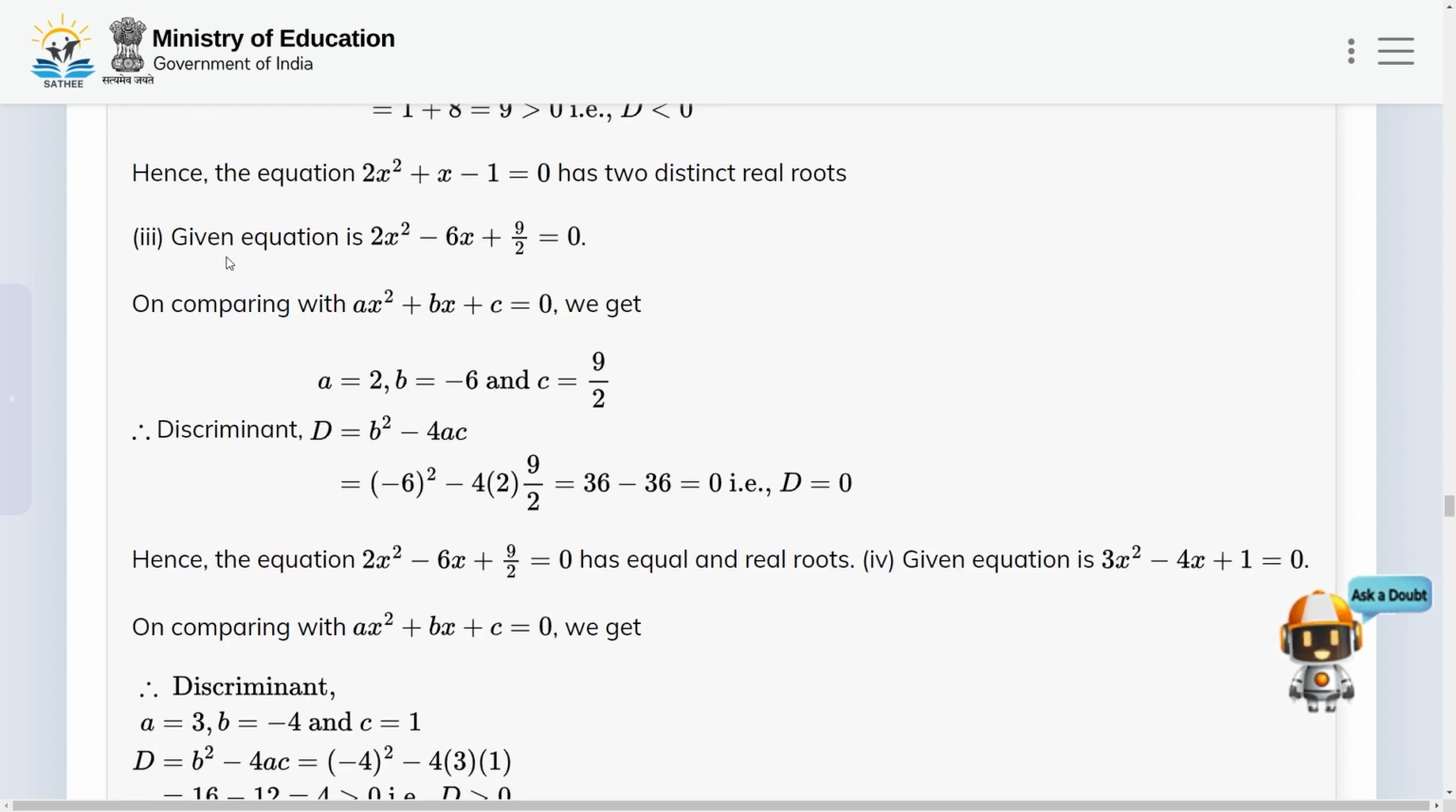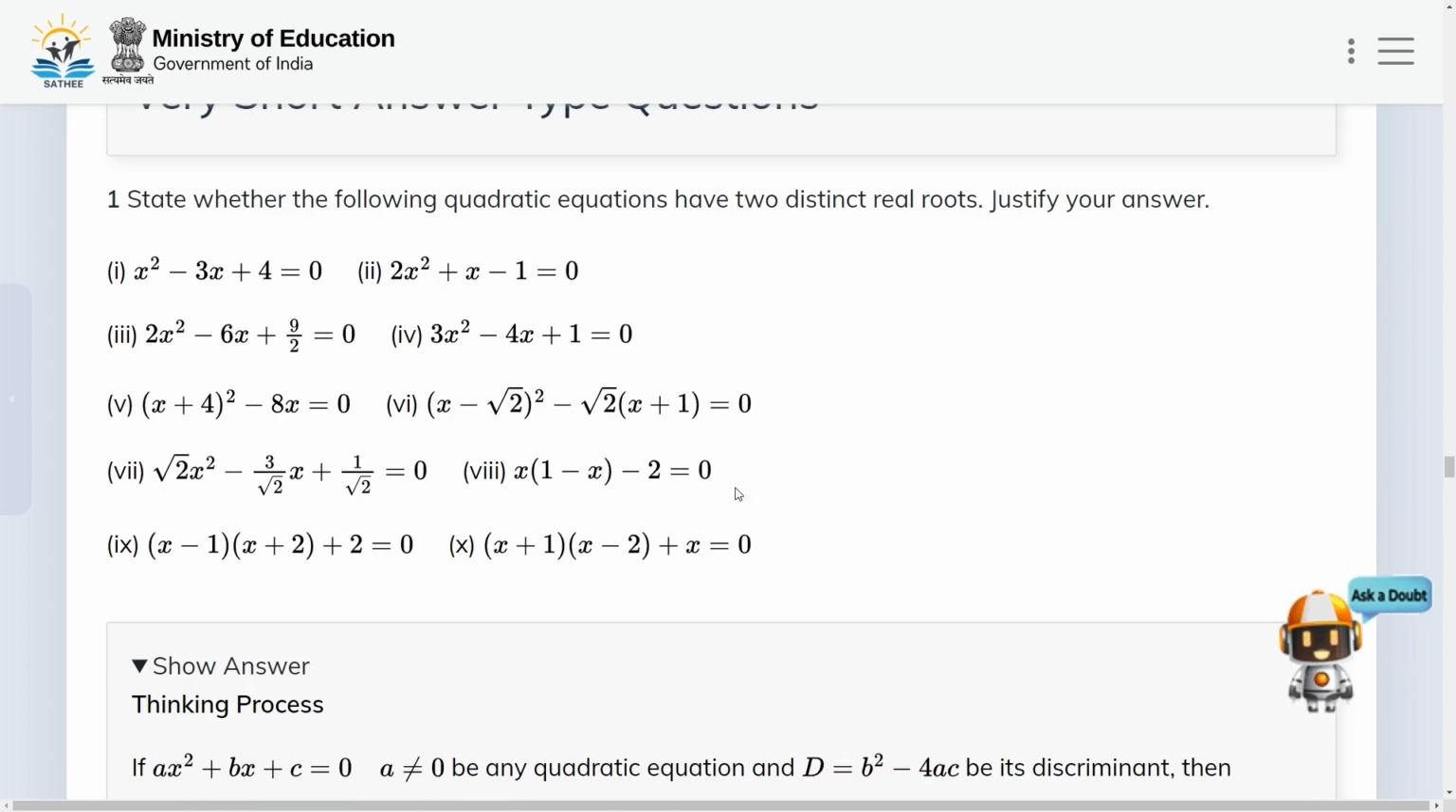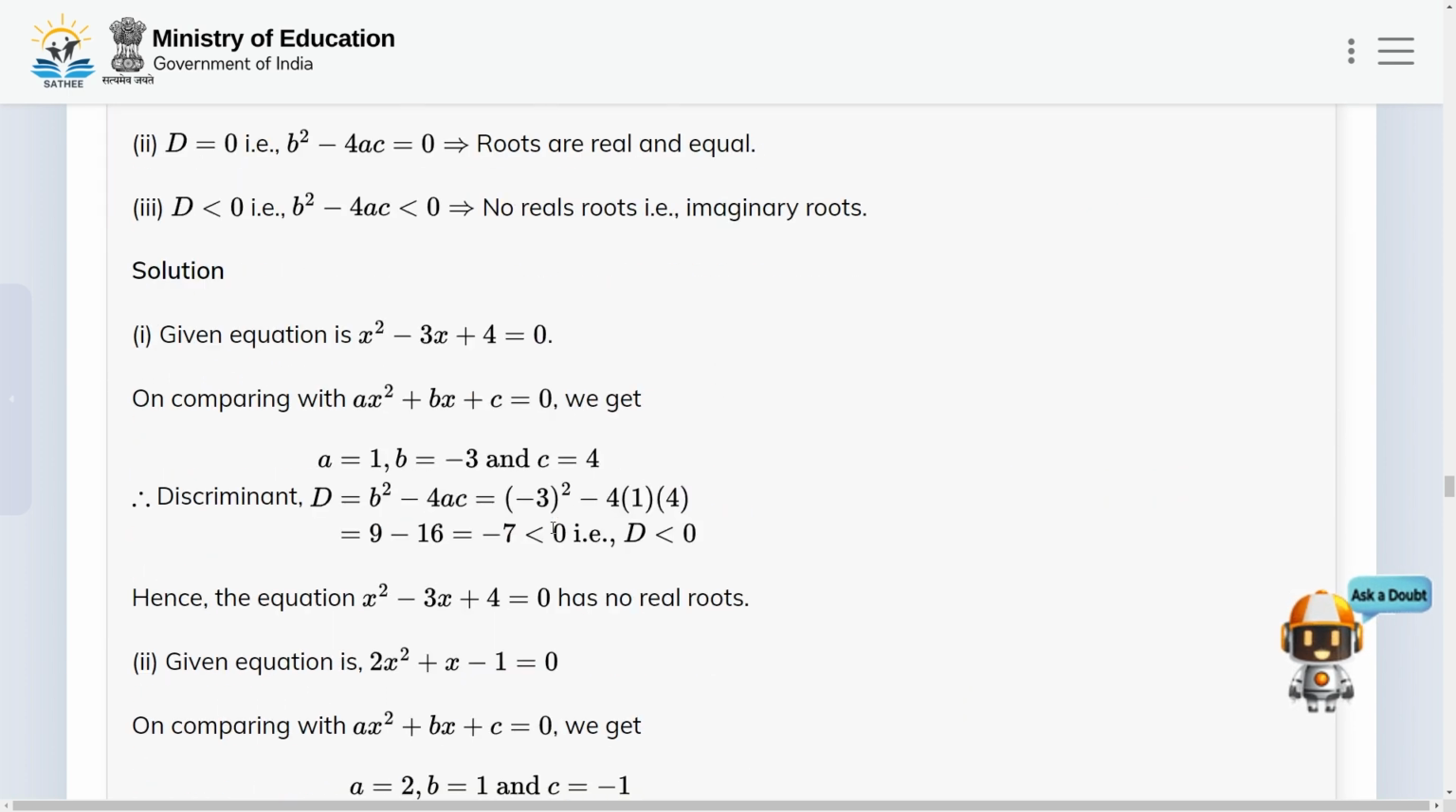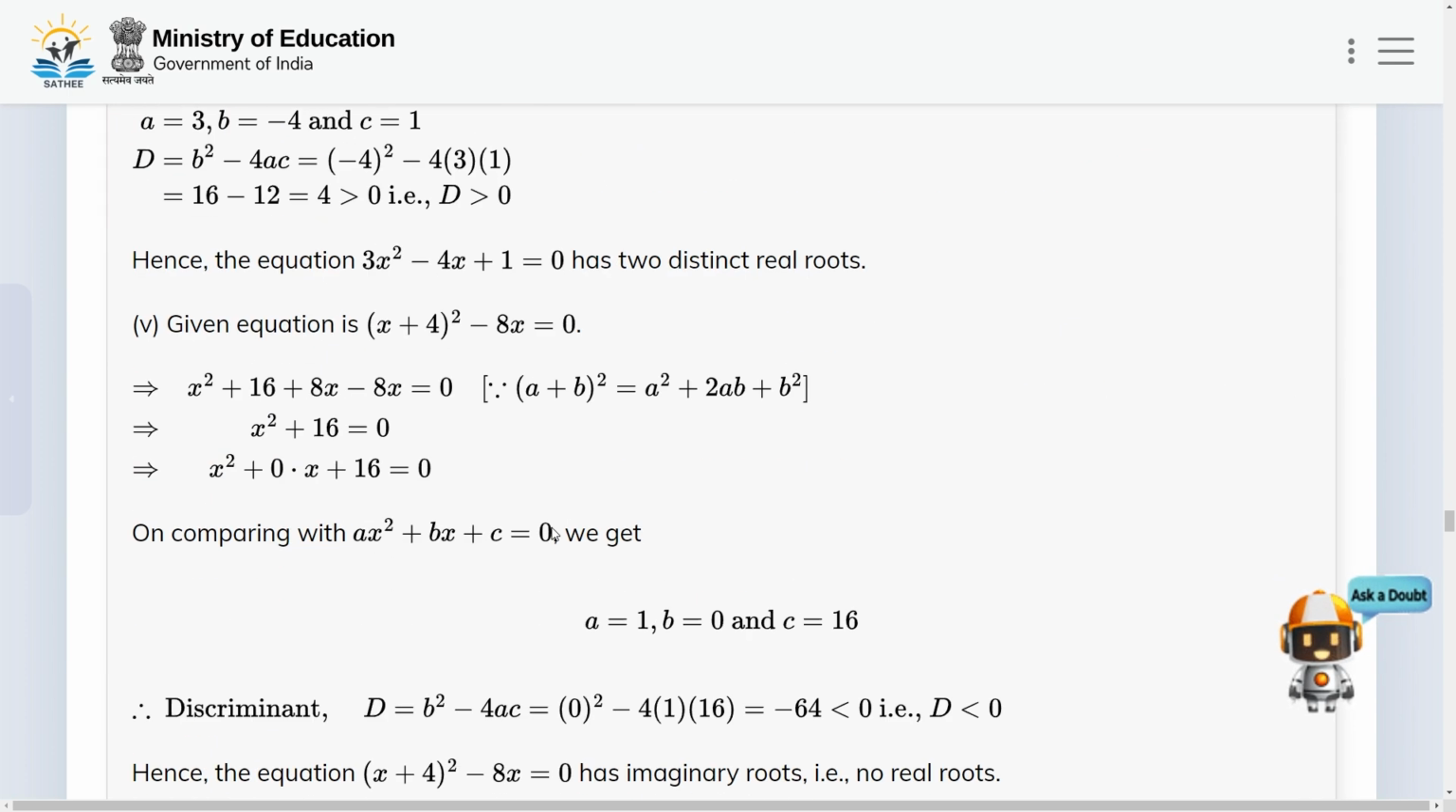And for the third one, comparing the given equation with the standard form, we get a is 2, b is minus 6, and c is 9 by 2. The discriminant D is minus 6 whole square minus 4 times 2 times 9 by 2, that is equal to 36 minus 36, that is equal to 0. So the discriminant D is 0, and the given equation has two real and equal roots. You can similarly check the fourth, fifth, sixth, seventh, eighth, ninth and tenth ones, which are similar.